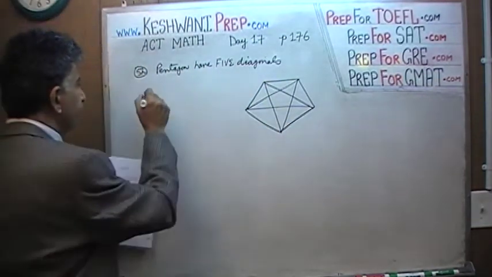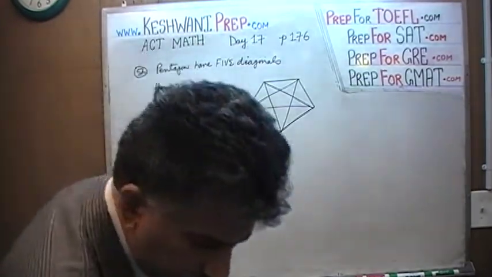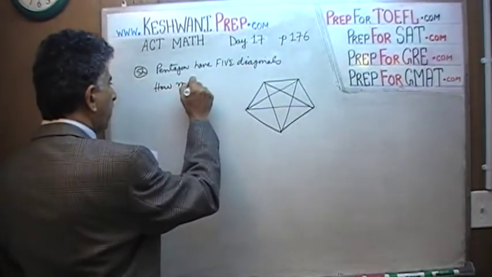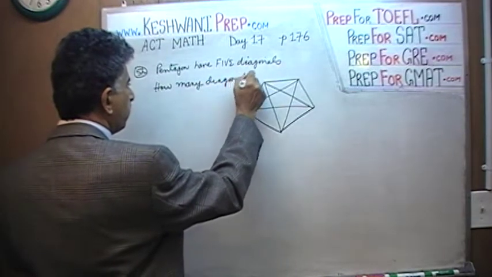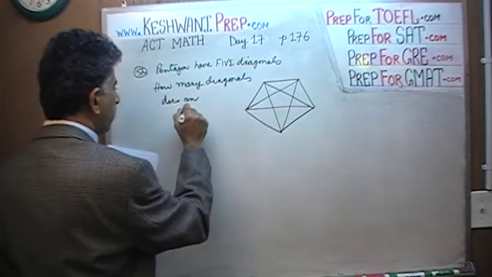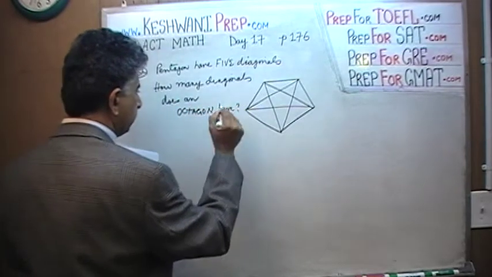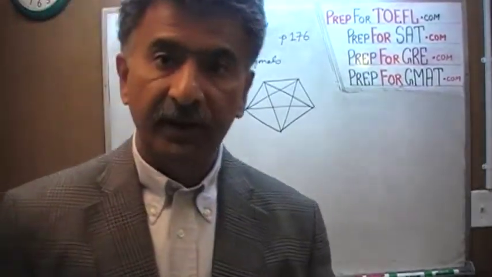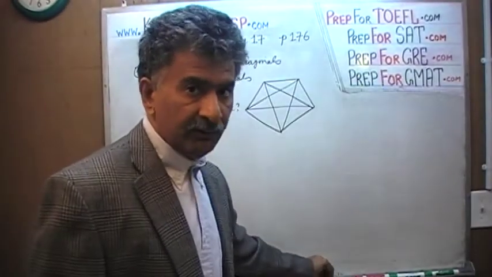The question is how many diagonals does an octagon have? Now this is where you have to be a little bit careful. You have to realize where you are in the exam. We are on number 52. This is not supposed to be an easy question.